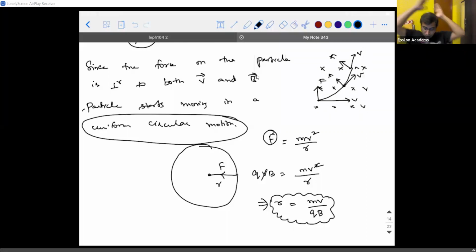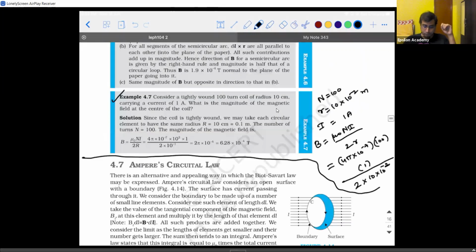So R is equal to mv divided by QB, guys. Okay. So let's do a simple problem based on it.